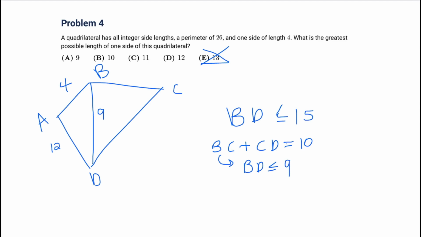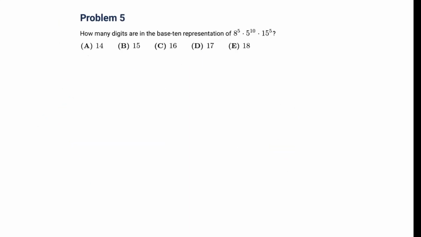And in this case, if we wanted to, we could just set something like BC equals 6 and DC equals 4. And we know such a quadrilateral must exist because the two triangles it's made up of, ABD and BCD, both satisfy the triangle inequality and they share a side, which means they form a valid quadrilateral. So our answer choice is D, 12.